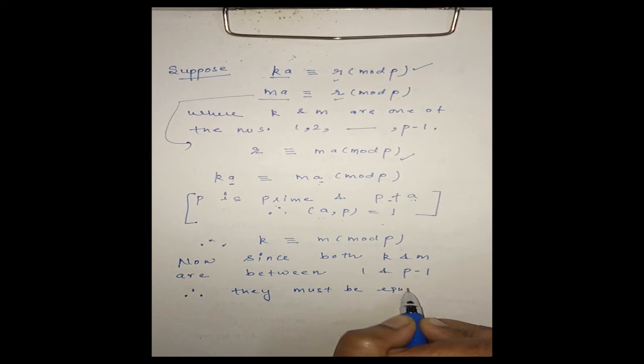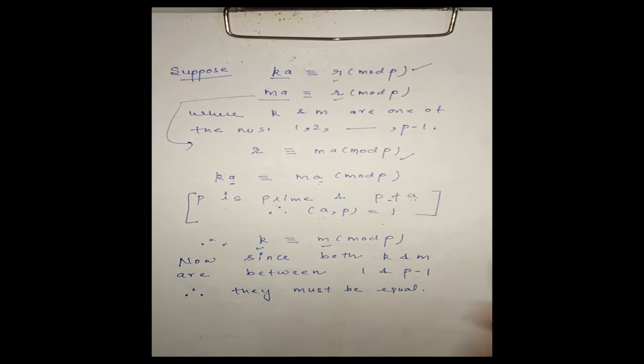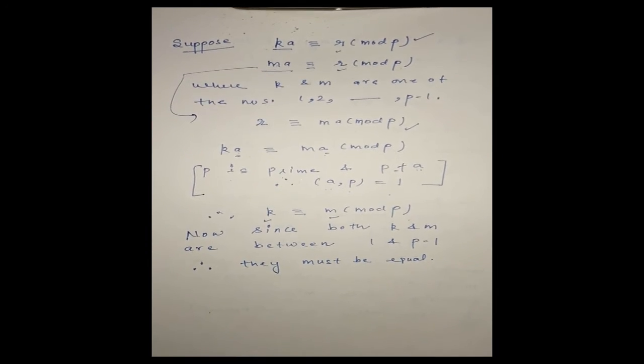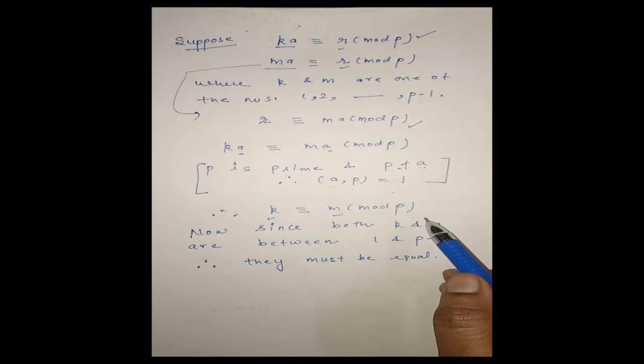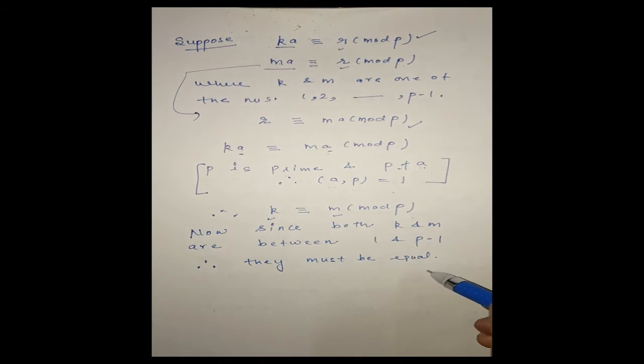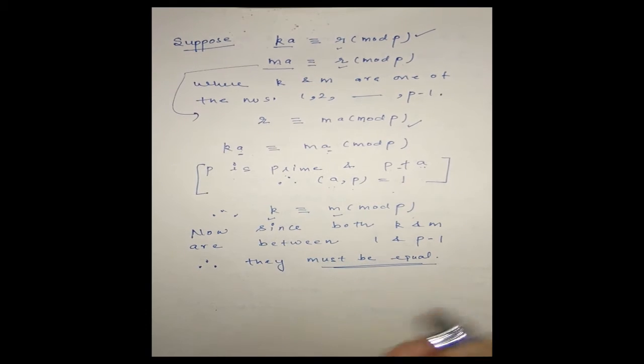They must be equal. Since both numbers are among 1, 2, 3 up to p minus 1, the only possibility is that they must be equal. Clear?